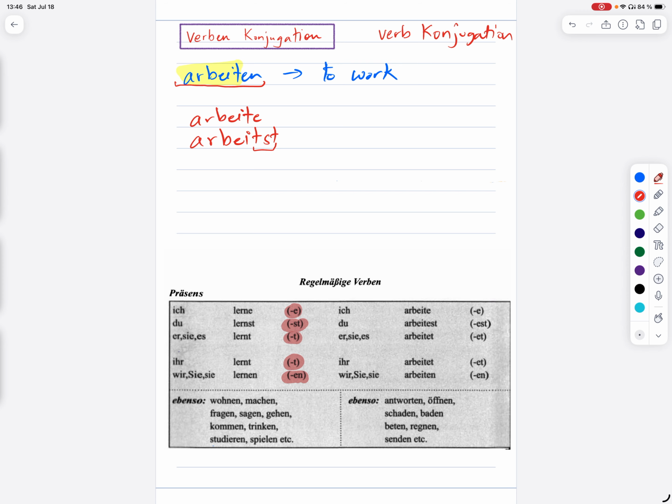So er, sie, es arbeit, right? So the rule says we have to add another t, so arbeitt, right? So again, here pronouncing this sounds a bit difficult. Let's go on further and try to do it for other ones. Ihr arbeit, add another t, arbeitt.